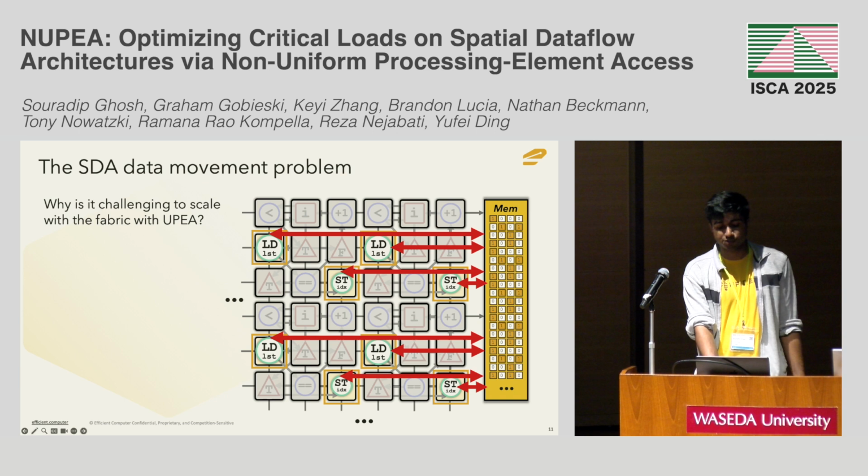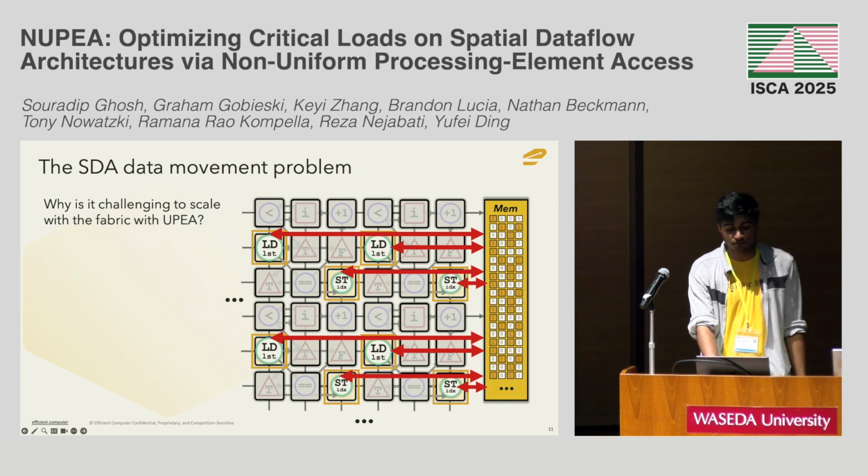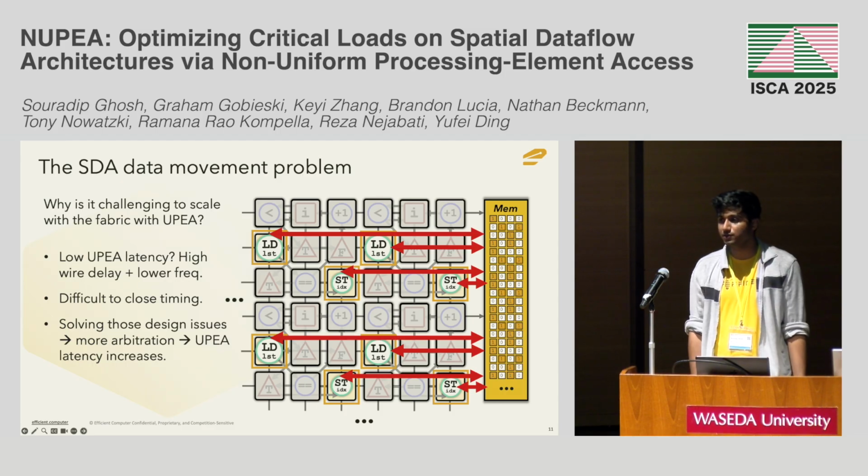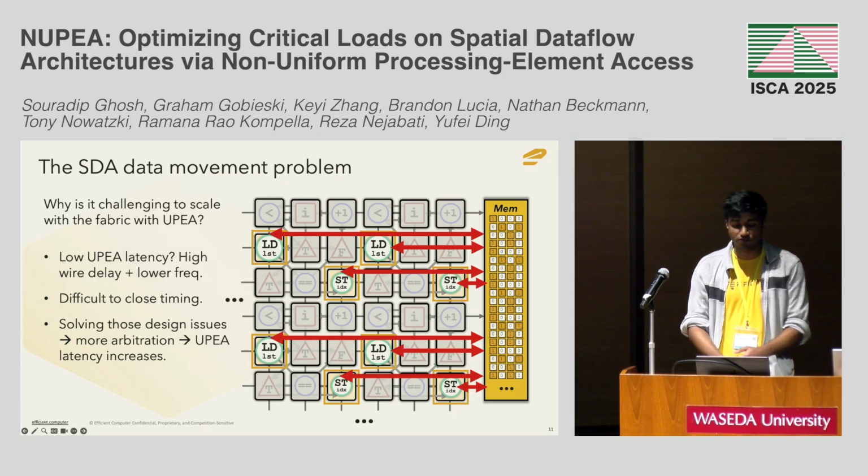This begs the question, why is it so challenging to scale with uniform PE access, or UPA? Trying to maintain low latency will run into problems of high wire delay, forcing the system to run at a low frequency. It might also be difficult to close timing in digital and physical design. We can address those problems by adding more arbitration to memory, but that would just increase the UPA latency overall. It's just a lose-lose scenario.